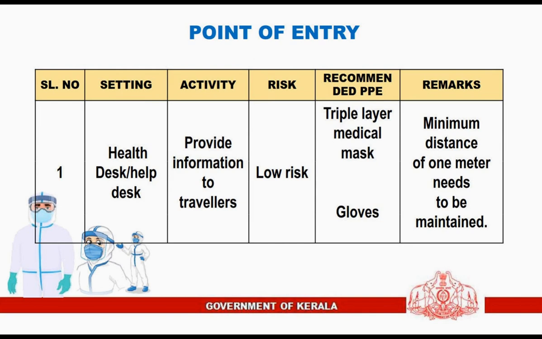Now we will see rational use of personal protective equipment in various settings. At the point of entry, we will examine what kind of personal protective equipment is required at various stations. At the help desk, risk of exposure is considered low and personal protective equipment required at the help desk is a 3-layer surgical mask and gloves. The staff deputed in the help desk must maintain a distance of 1 meter while providing information to the travelers.